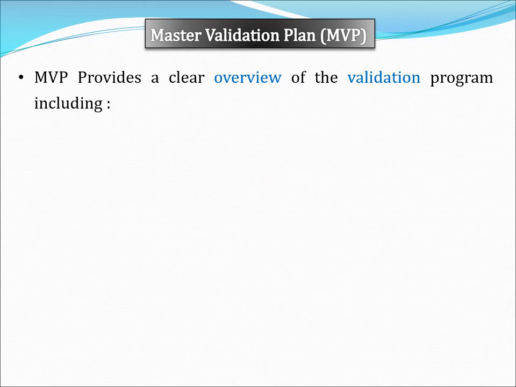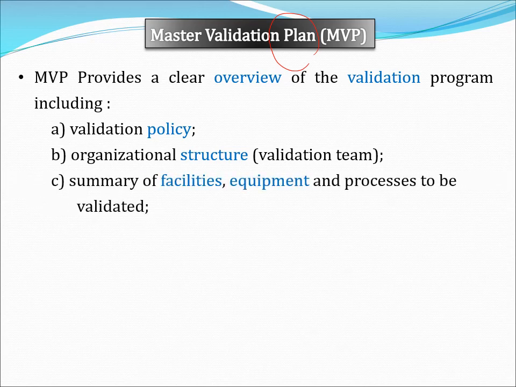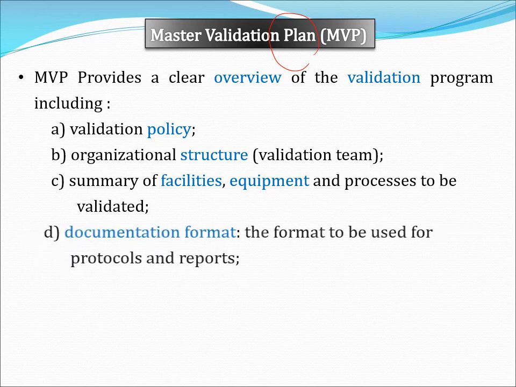To start everything, you have to make a plan first. So that is why the first document is called master validation plan. The plan should contain the validation policy. What is the policy of the company or the pharmaceutical plant in the validation work? Who will make the validation? So this plan should contain the organizational structure of the validation team. And then it should contain what we need to do validation for: facilities, which facilities, equipment, process.